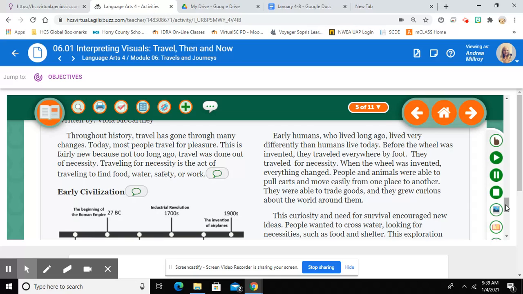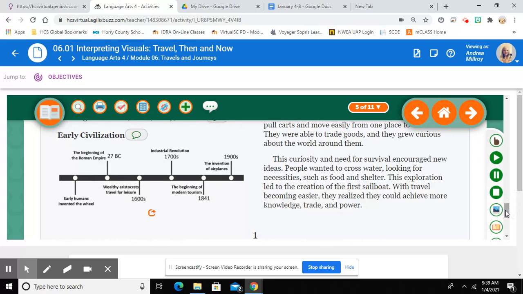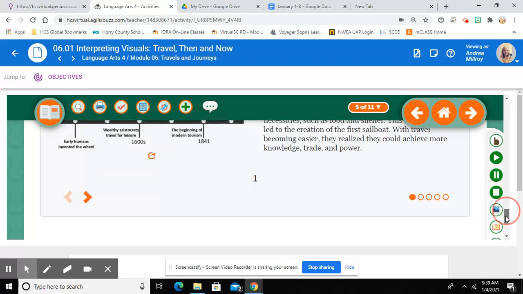They were able to trade goods, and they grew curious about the world around them. The curiosity and need for survival encouraged new ideas. People wanted to cross water, looking for necessities such as food and shelter. This exploration led to the creation of the first sailboat. With travel becoming easier, they realized they could achieve more knowledge, trade, and power.